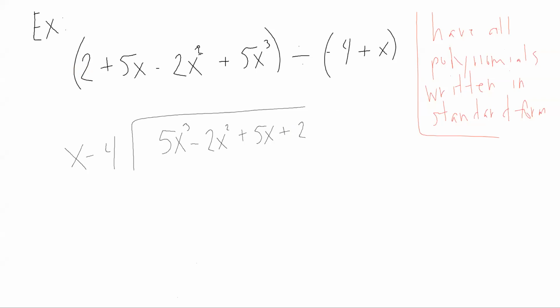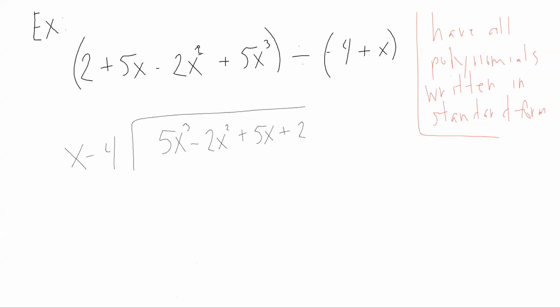Okay, so I made sure both of my polynomials are written in standard form. And now I can start with the division. So here's what I'm going to ask myself. x times something is going to give me 5x cubed, okay? I'm not going to really worry about this negative 4. I'm going to say x times something is going to give me this 5x cubed.